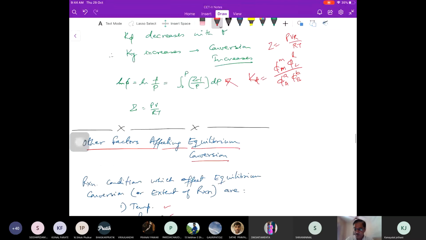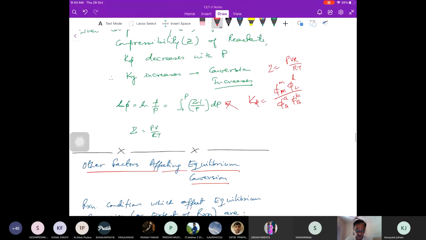Okay, any questions on this? It's a calculation and nothing else. I don't have any other explanation for why K phi decreases with pressure. Okay, sir. If I find an explanation, I will tell you next time. We will try to see if there is an explanation for that at a conceptual level.